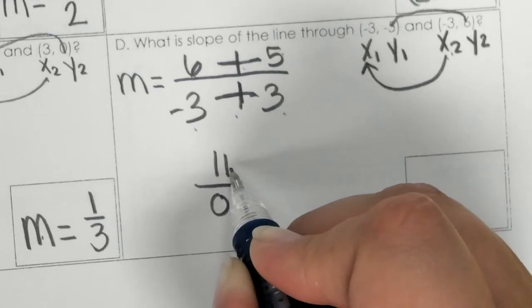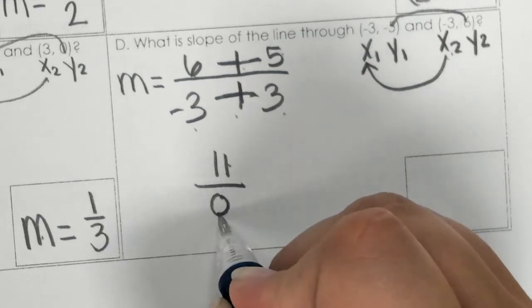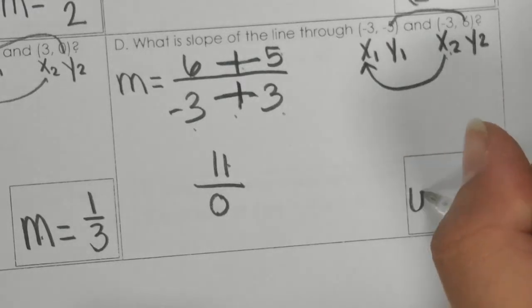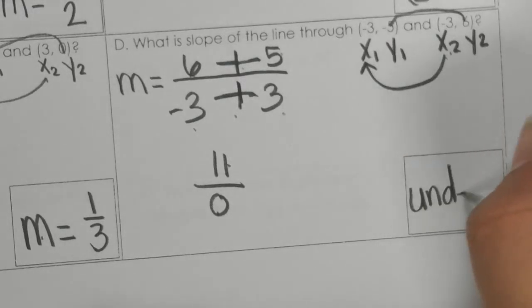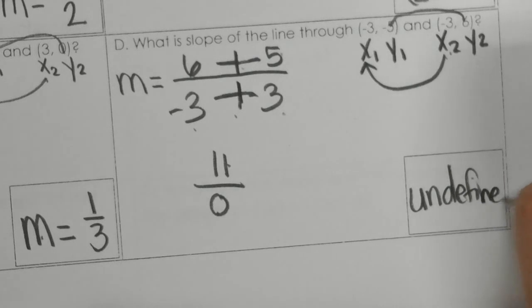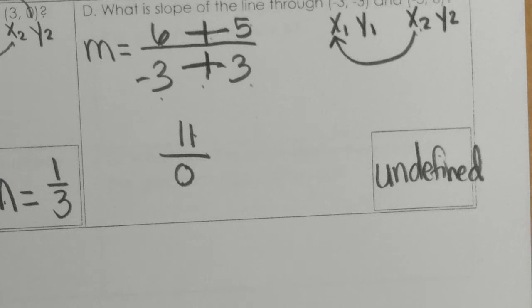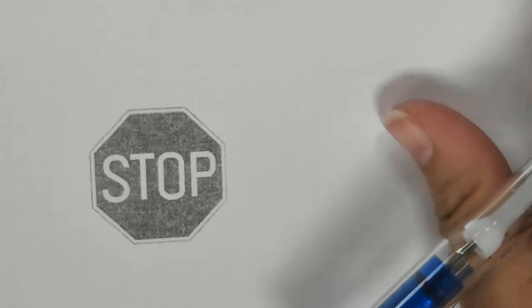And earlier we discussed that if we have something divided by 0, you can't divide anything by 0. So this is considered undefined. Okay. And then we stop here.